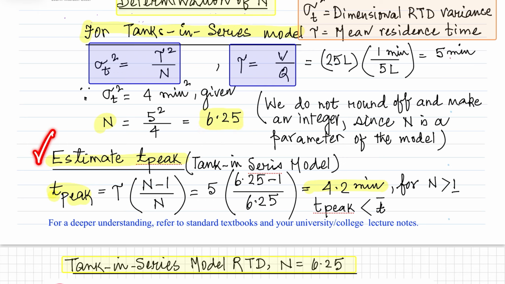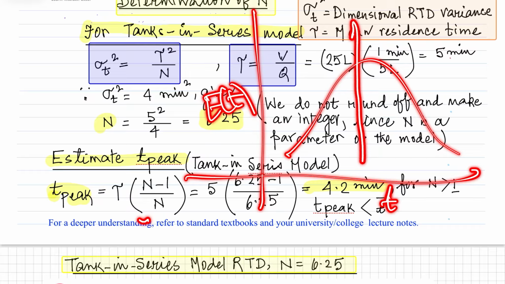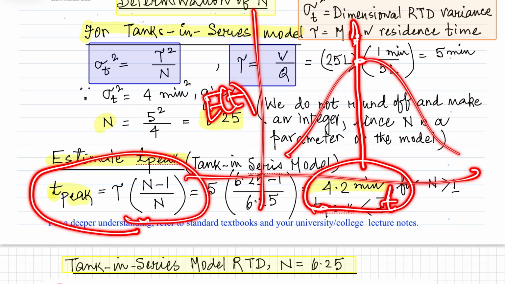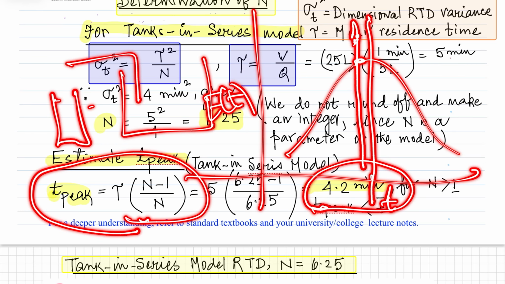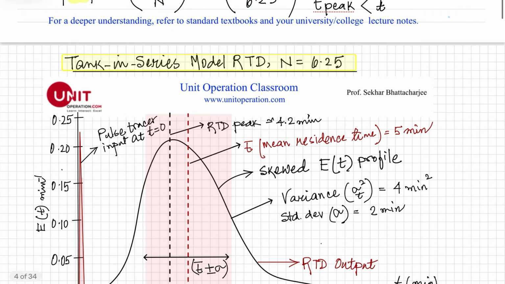Just on a side note, to estimate the peak, if there is an E(t) curve here, as you can see there will be a peak here. The peak comes at 4.2 minutes. That is the equation to calculate the peak, and this is the average residence time. What's the average residence time here? If we take a single stage, the total volume divided by the flow rate gives 5 minutes. We'll graphically represent this average residence time and the peak in the next figure.